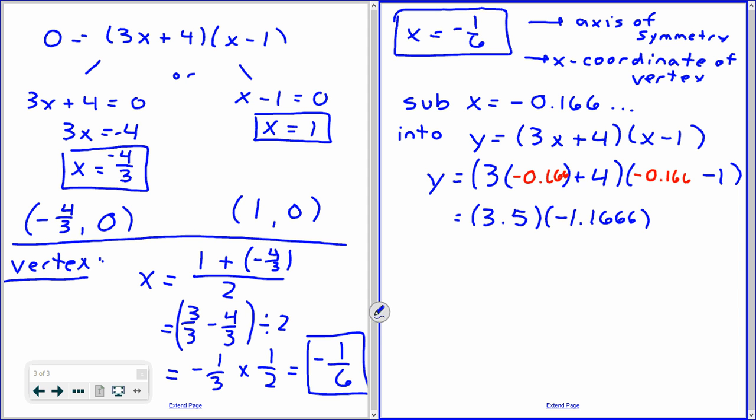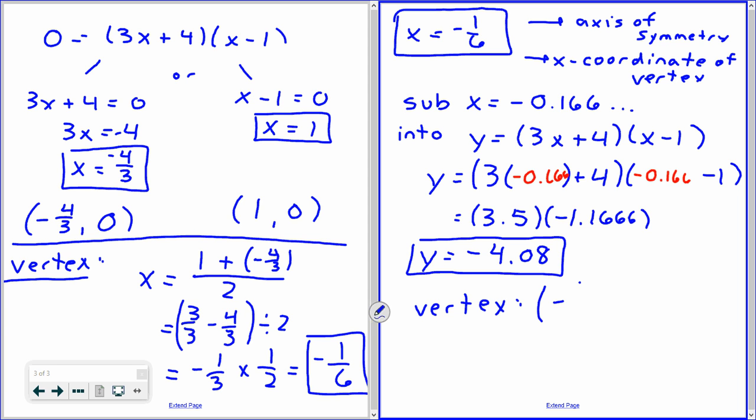So let's multiply that, please. Andrew, multiply that. It should be like a messy number, like negative 4.5 or something. Negative 4.08, right? Okay, therefore the vertex is negative 0.166 and negative 4.08. Okay, the last thing we have to get left, sorry, go ahead.